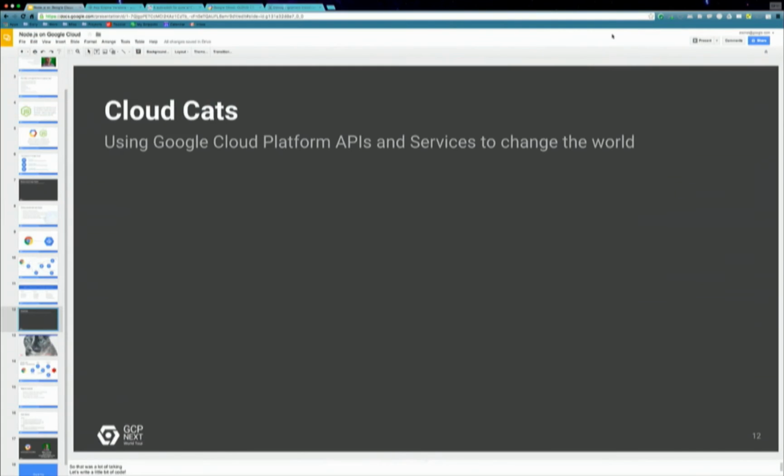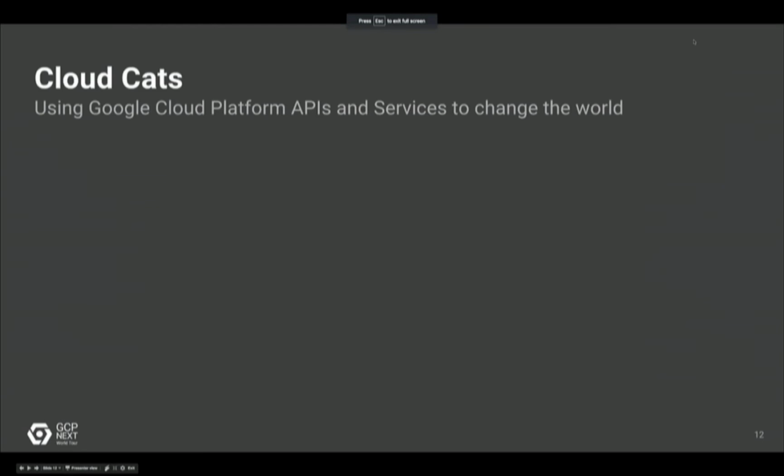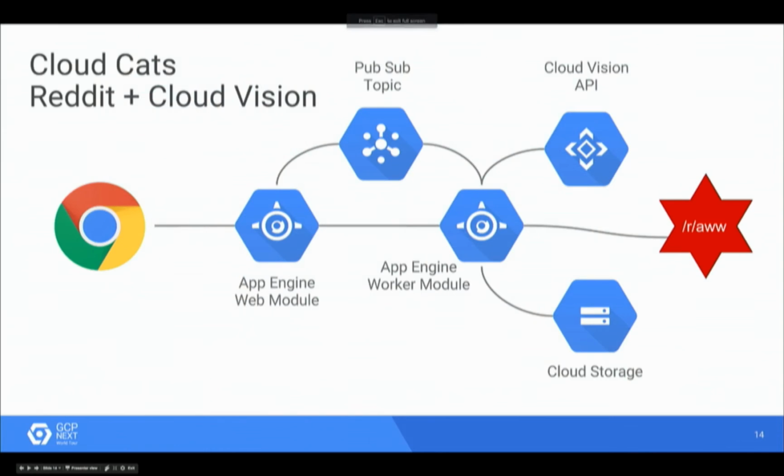Go back to my slide. The pieces that we use, again, we have the browser and the App Engine front end. In App Engine, you can split your application into microservices. So we have the front-end web module, and we have the back-end worker module. The worker module goes to Reddit, pulls the images, and saves them to Cloud Storage. It's a fully managed cloud-based storage for binary data in Google Cloud. Once it's saved there, you can use the Vision API to classify those images as cats and dogs.